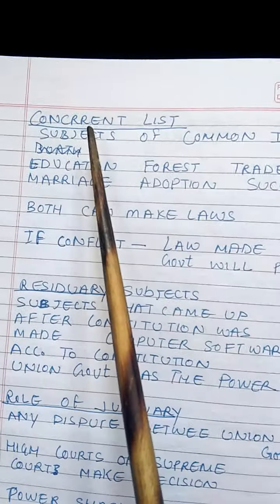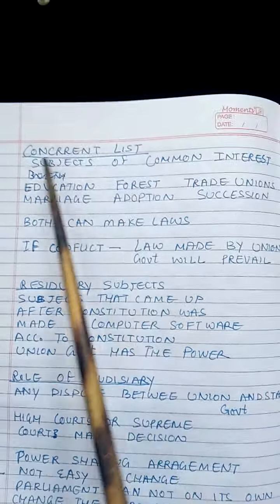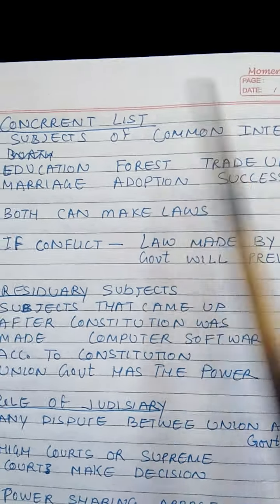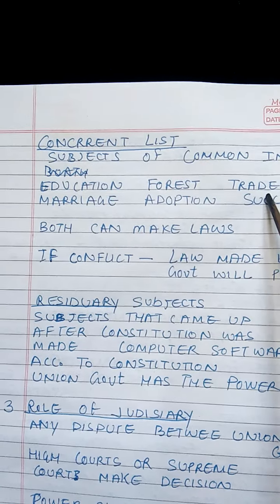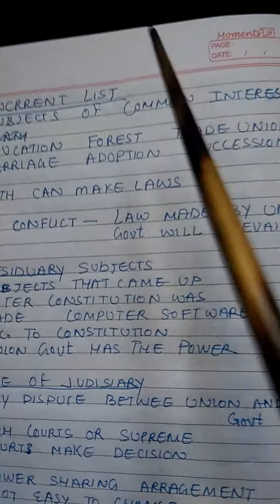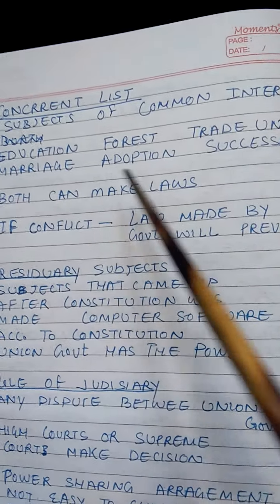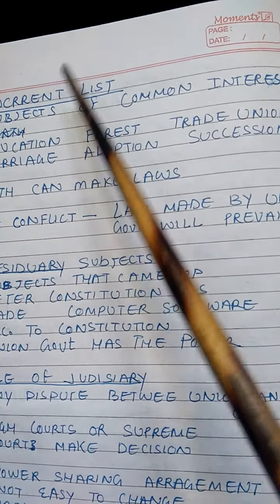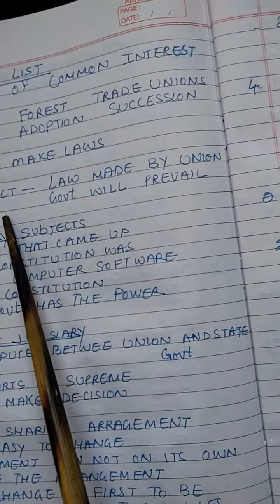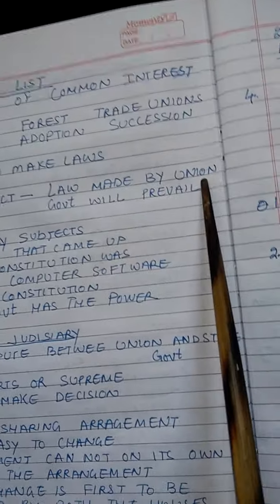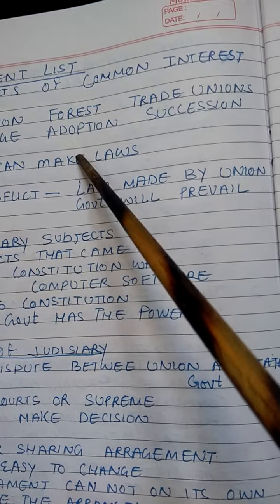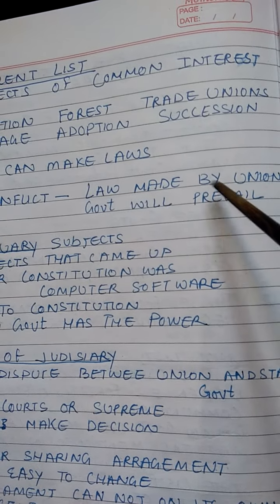Now we have another list, that is concurrent list. In concurrent list, subjects of common interest are mentioned, like education, forest, trade unions, marriage, adoption, succession. So both, that means central government as well as state government, can make laws on the subjects mentioned in the concurrent list. Now children, if there is a conflict, then the law made by union government will prevail. What does it show to you? It shows that central government tends to be more powerful than state government.